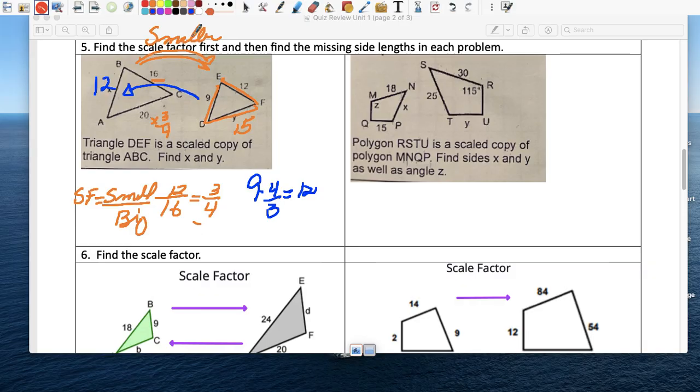So try the next problem, which is very similar to the one we just did. We're talking about polygon RSTU, which is this guy over here, a scale copy of MNQP. So we went this way. So it got bigger. Let's find a scale factor.